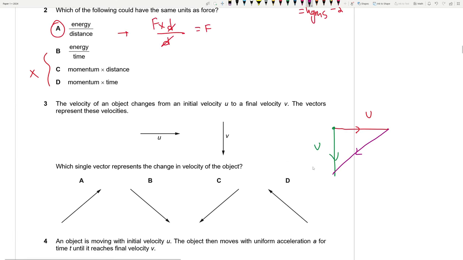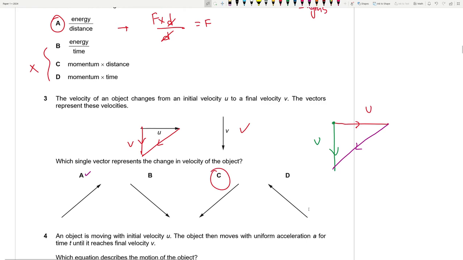Honestly, the way to do this was: you are u at first, then you try out A. I applied A, but look, my final velocity is not vertically downwards, so it's false. A is wrong. Then if you apply B, it's not vertically downwards. Now apply C. I'll tell you why C is the correct answer: if you apply C, the final velocity is vertically downwards, just like this, which is why C is your answer.